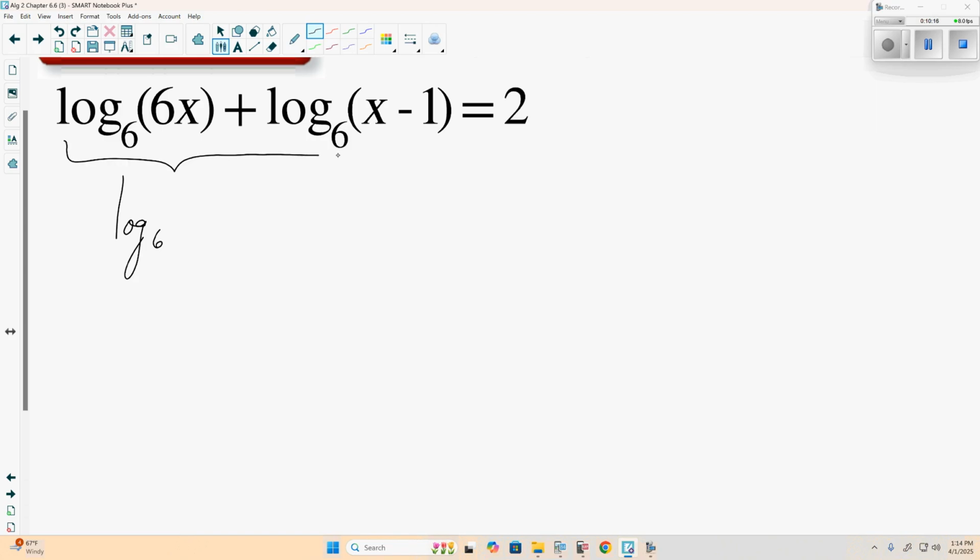Again, just like with the last one, we need to condense these two expressions down to 1, because if we can have it as 1, we can solve this. And our product property states that we can write the sum of two logs with the same base as a single log, with what's inside each of those logs being multiplied. So it gives us 6x times x minus 1.